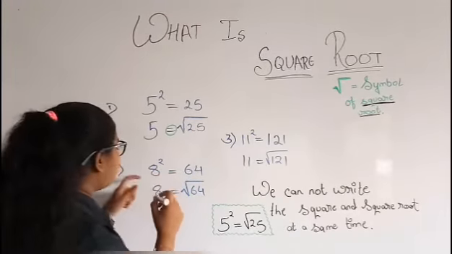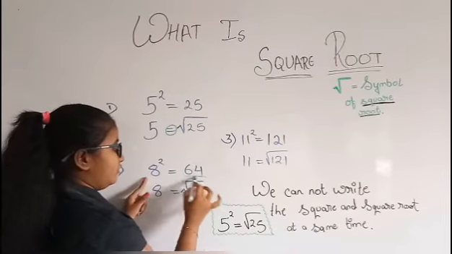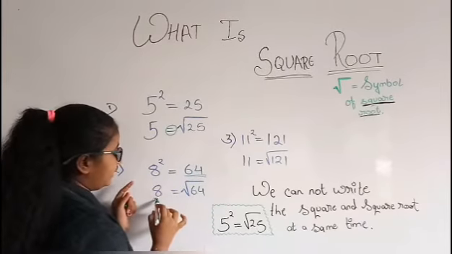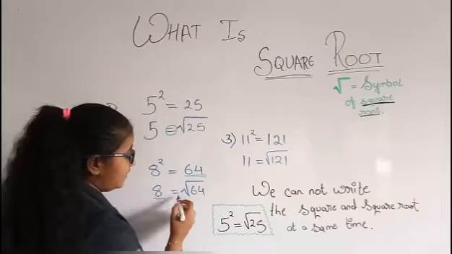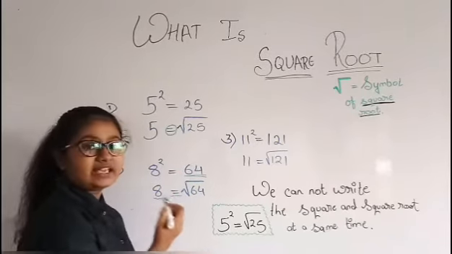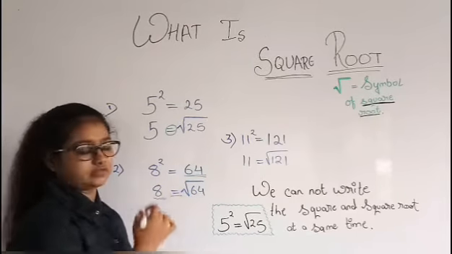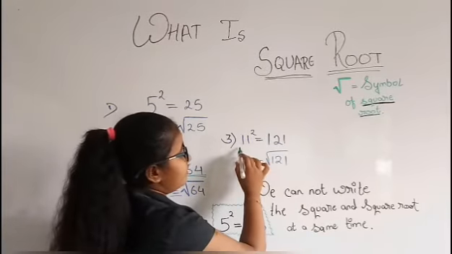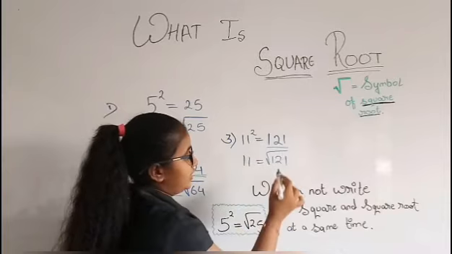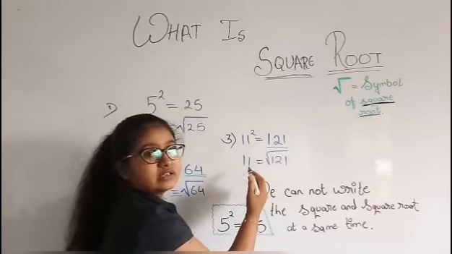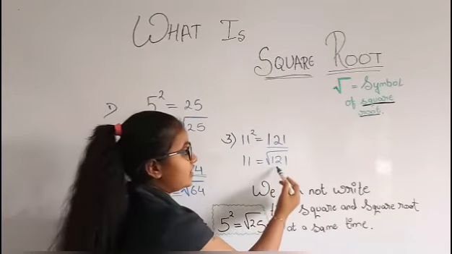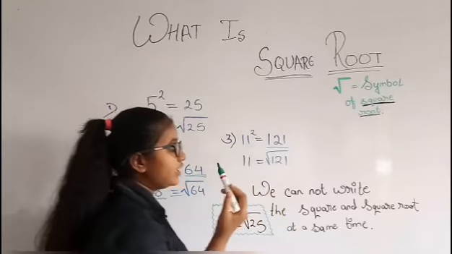We are putting the equal to symbol. Square of 8 is 64. But when we are writing 8 alone and we have an equal to symbol, we can write under root 64 instead of square of 8. The square of 11 is 121. But when we remove the square, we get under root 121.